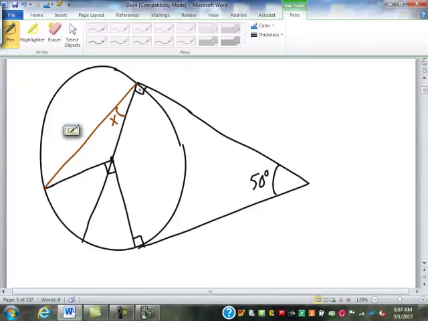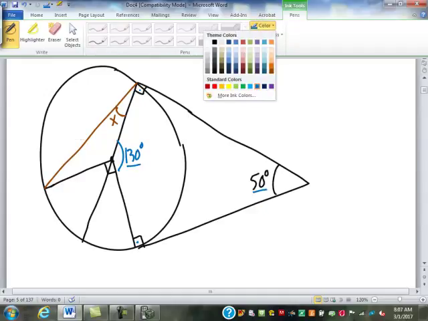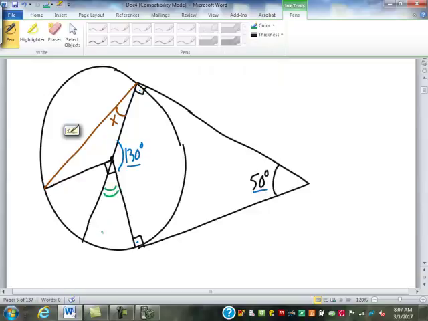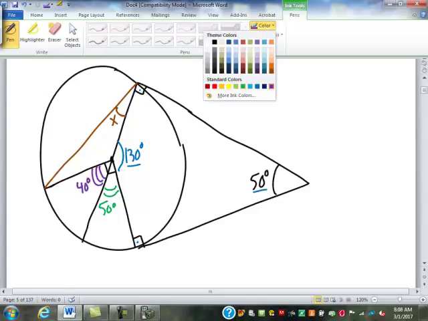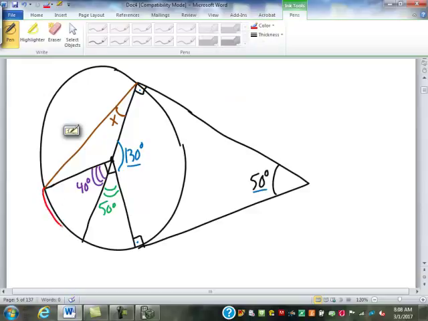Because these are both tangents here, what do we know about that angle? 130. They're supplements. Those two have to add up to 180. So now, if that's 130, what do you know about this angle? 50. If that angle is 50, this angle is 40, right? If that angle is 40, this arc is 40 degrees. If that arc is 40 degrees, this angle is 20.